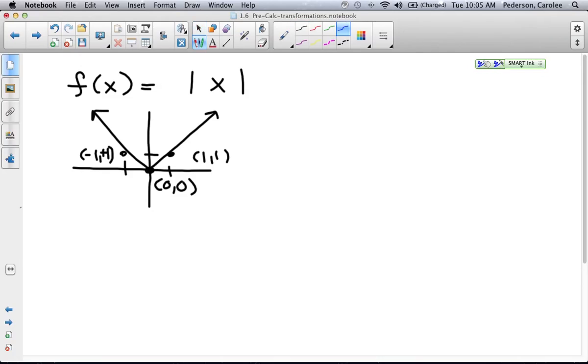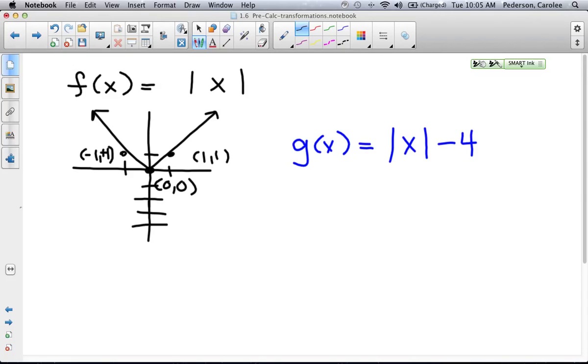So let's pretend I have a new function, call it g of x. And I say the absolute value of x, and then minus 4. That's at the end of the function. So where am I going to move that graph? Down 4. So now I focus on that critical point, the (0, 0). And then my shape has not changed. And there is my blue function where I move it down 4 units, vertically translated down 4 units.